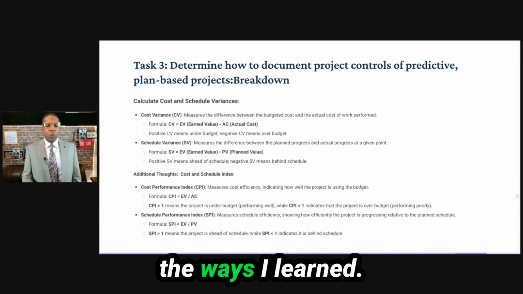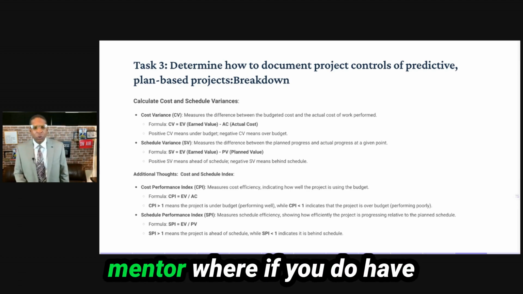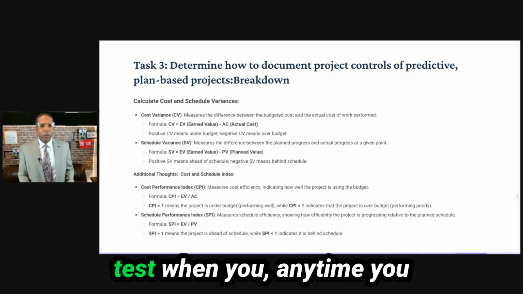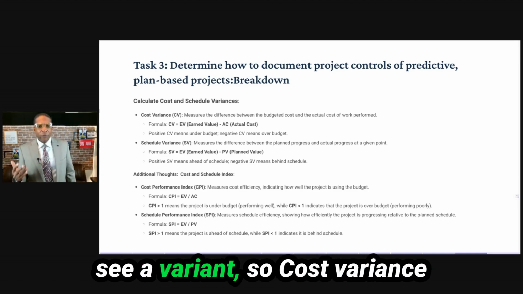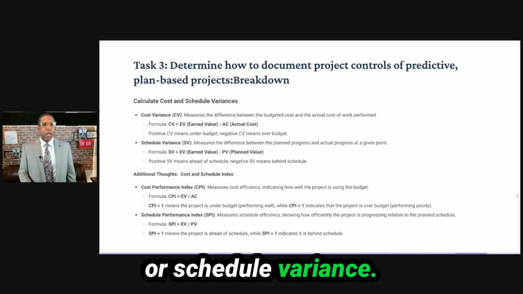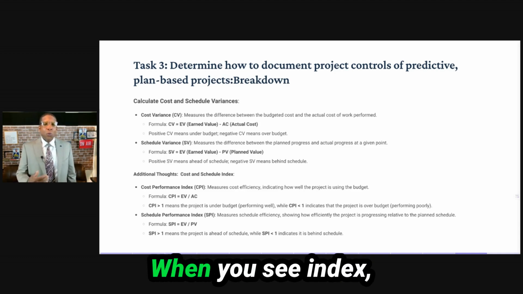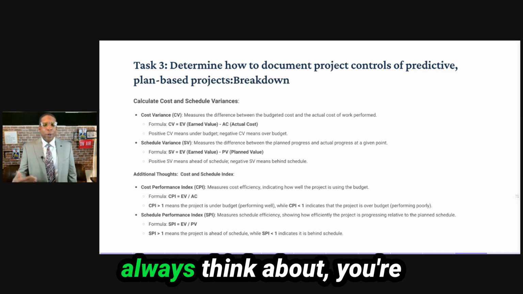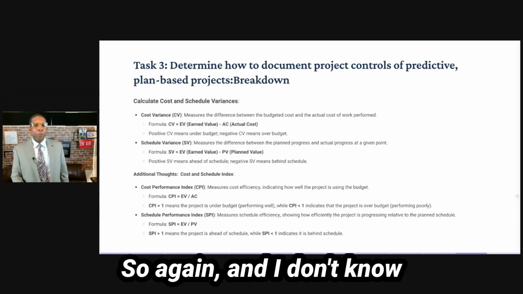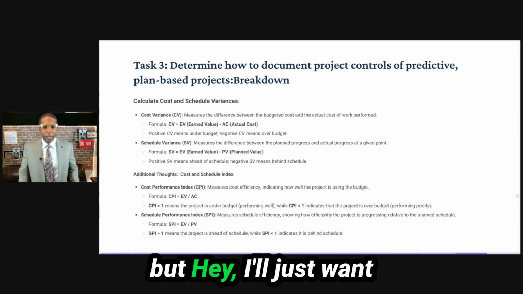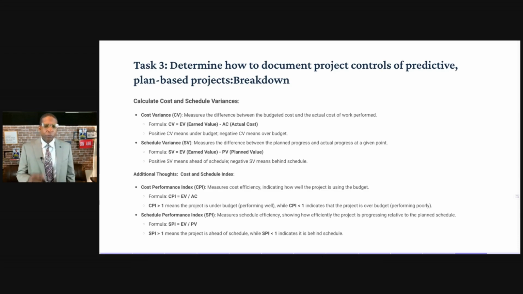And this is one of the ways I learned. I actually learned this from my mentor, where if you do have any earned value on the test, anytime you see a variance, so cost variance or schedule variance, you're always going to subtract. It's always going to be a subtraction. When you see index, always think about you're always going to divide. So again, and I don't know if the indexes are going to be on the actual test, but hey, I just want to give you everything.